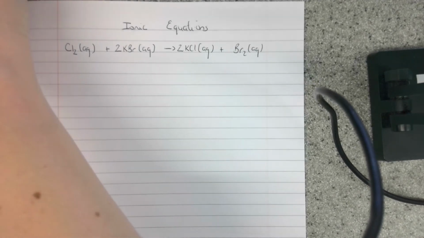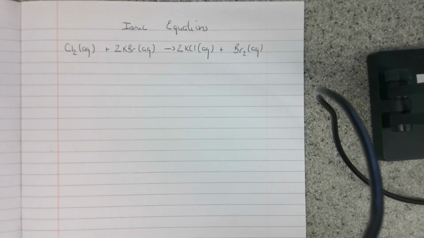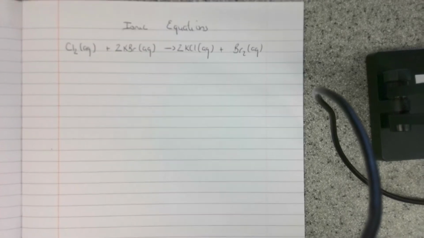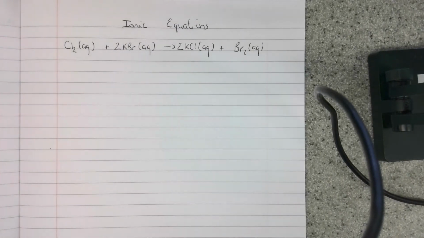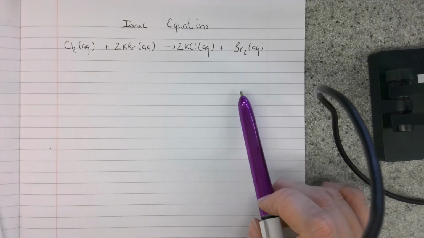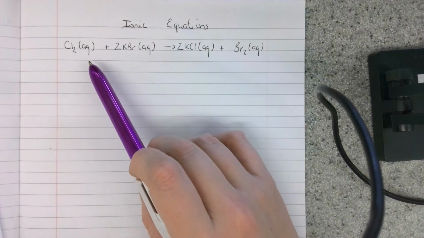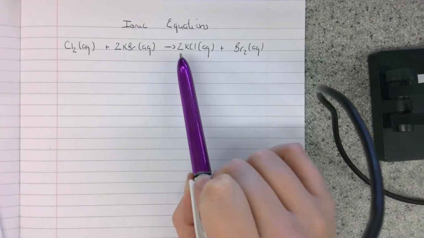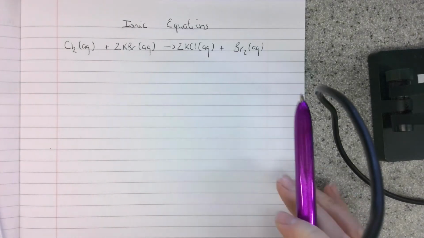Alright, so in this video we're going to look at ionic equations. There's a few different ways they can ask this, but in the first examples I'm going to look at, I'm going to give you the full equation and then ask you to turn it into an ionic equation. Doing this, you need to decide which of the following species are going to split into ions.